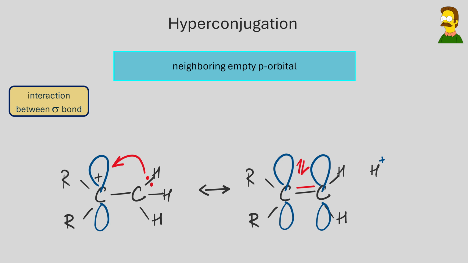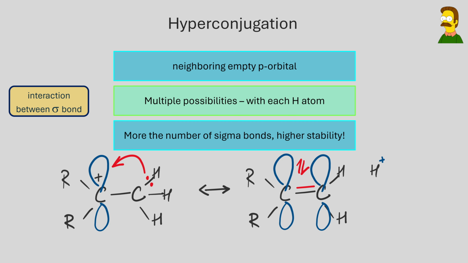And I know you're like, there has to be some impetus for this to happen. Why would this happen? Remember, I told you that this effect is lower than that of resonance. So it is stabilizing, but not as stabilizing as resonance. Because for this bond to break, for this to stick around, it's a bit of a jump, right? Literally, the H plus goes away. And similarly, if it can happen with one H plus, it can happen with multiple of these hydrogens. So the more the number of CH groups adjacent to a carbocation, the more stable it's going to be. Yeah. So there are multiple possibilities with each H atom, and more the number of sigma bonds, higher stability.